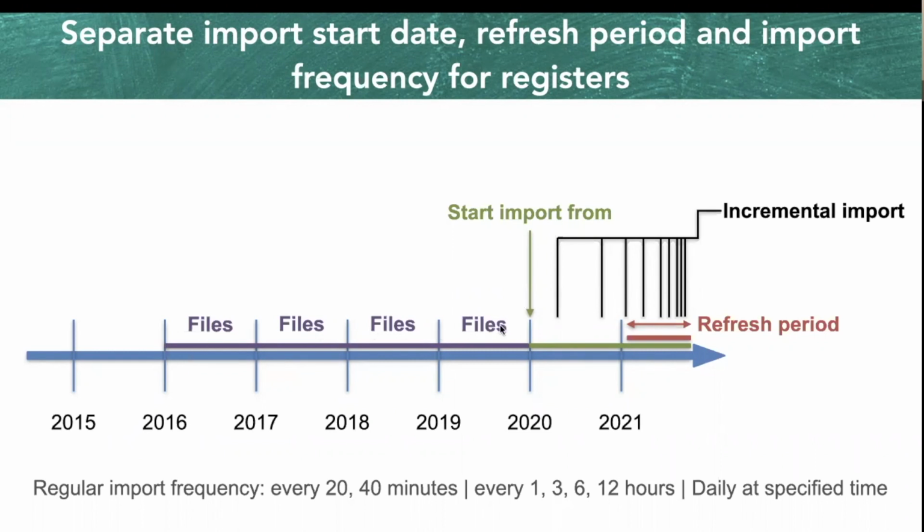So maybe you have some historical data. It's a good idea to combine in these kinds of scenarios. You import the older data with files, and then you set a start import from, let's say, 2020. So the REST API import starts from 2020, all the way up to today, but the older data was imported through files. So there's an option for that as well.